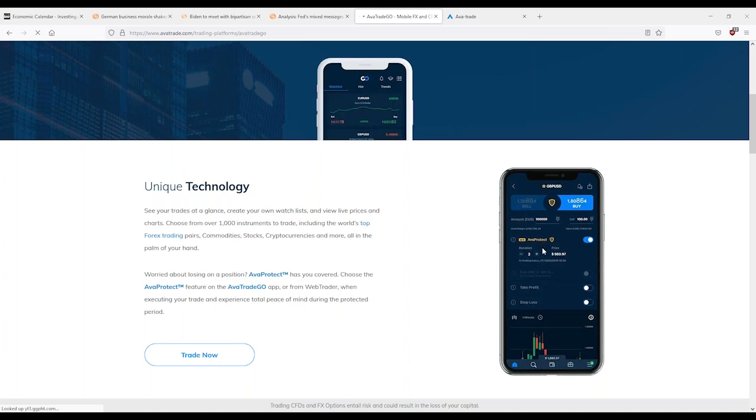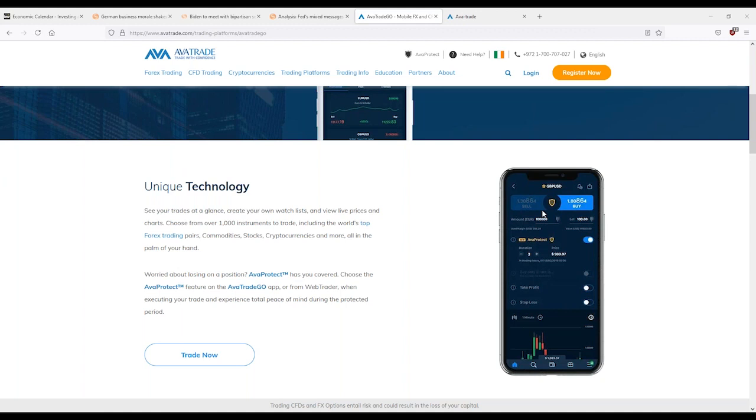But even if you're not using AvaProtect, the other risk management features are great as well, because as you put your take profit and your stop loss marks, it calculates like a trade calculator. It calculates in the order window how much you are risking to your stop loss with whatever trade size you picked. It tells you how much you'll make to your take profit with whatever trade size you put.